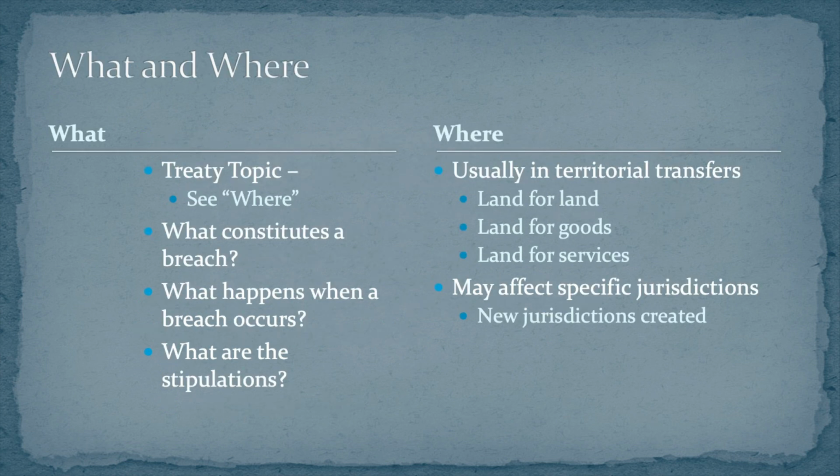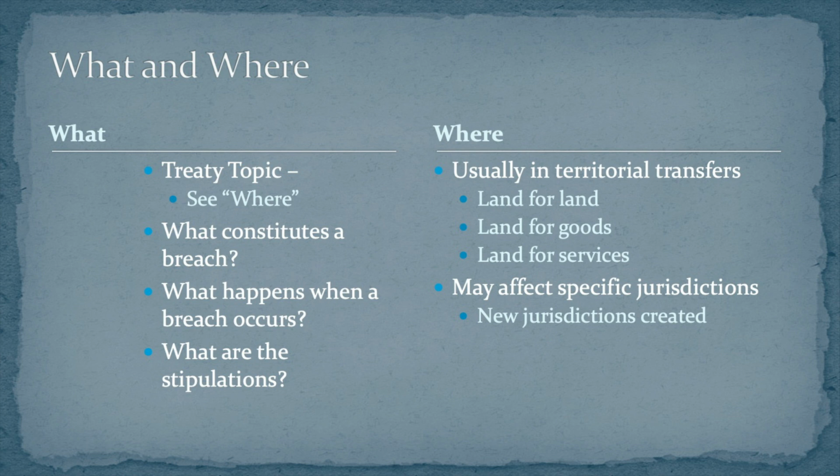The what and where, really for most treaties, Indian treaties, we're talking about where. It was usually involving some type of exchange in land, usually territorial transfers, land for land, right? We know that you're occupying this land. We want to occupy another land, and we'll talk about the term involving that, removal, reservations here in a minute, land for goods, land for services.